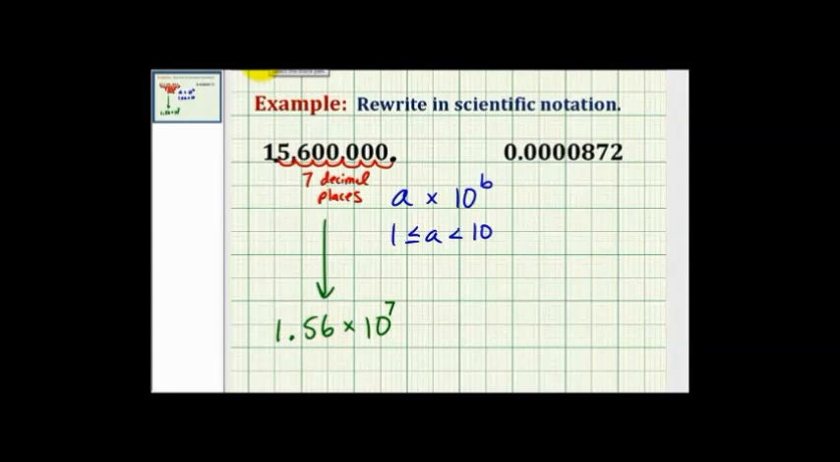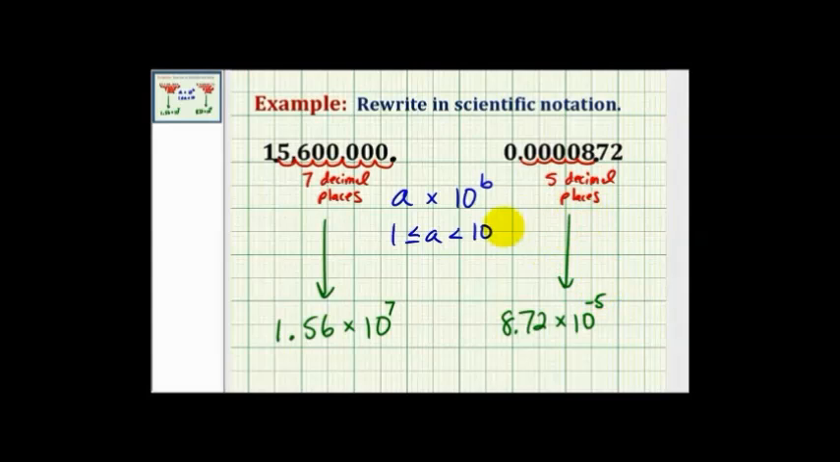Now let's convert a small number to scientific notation. Again, the first step is to determine where the decimal point would have to be in order to satisfy this condition here for A. So the decimal point would have to move from here all the way to here to make 8.72. Now let's count how many decimal places we have to move from here to here. It would be 1, 2, 3, 4, 5. Which means in scientific notation, this would be equal to 8.72 times 10 to the, because we move the decimal to the right, it's going to be negative 5.